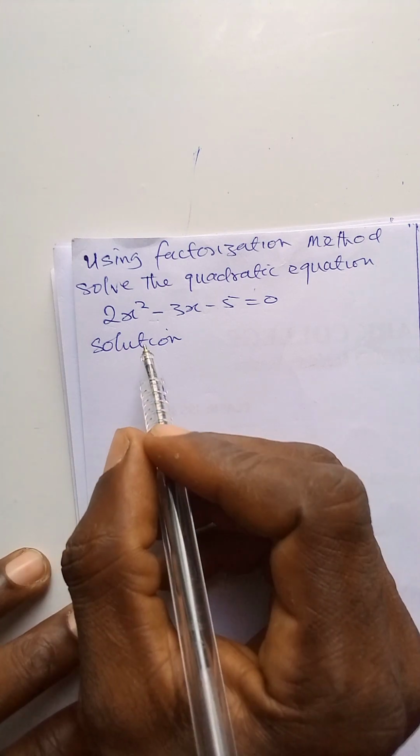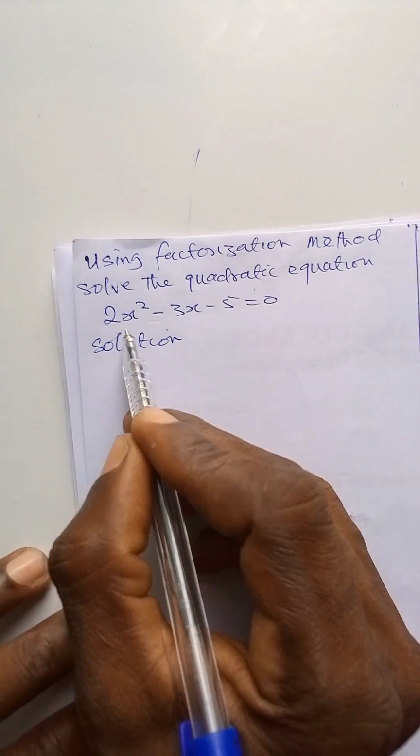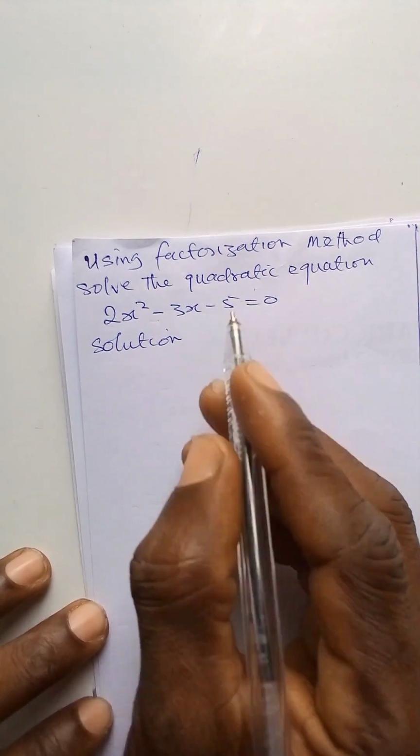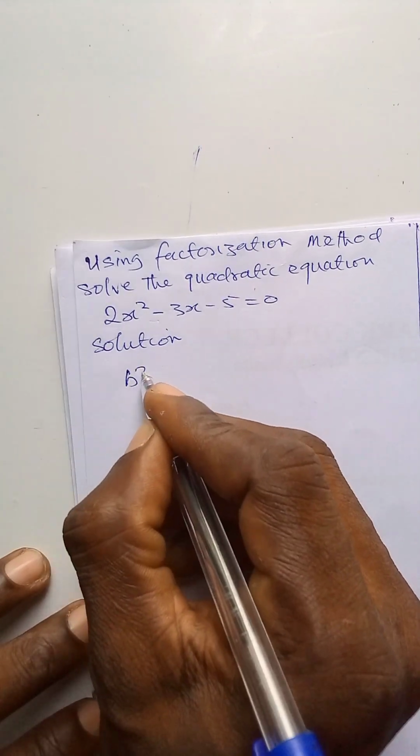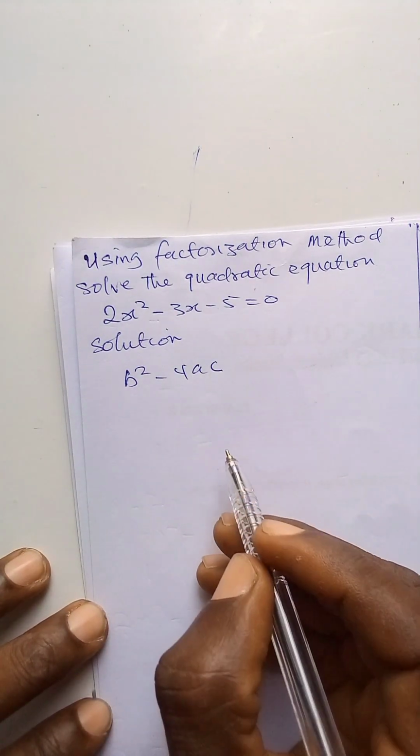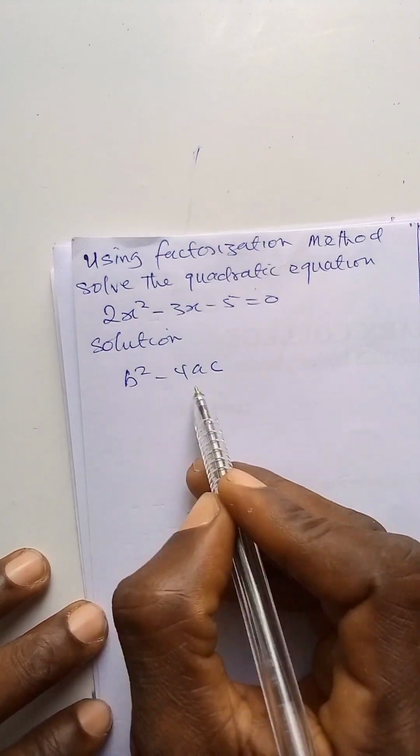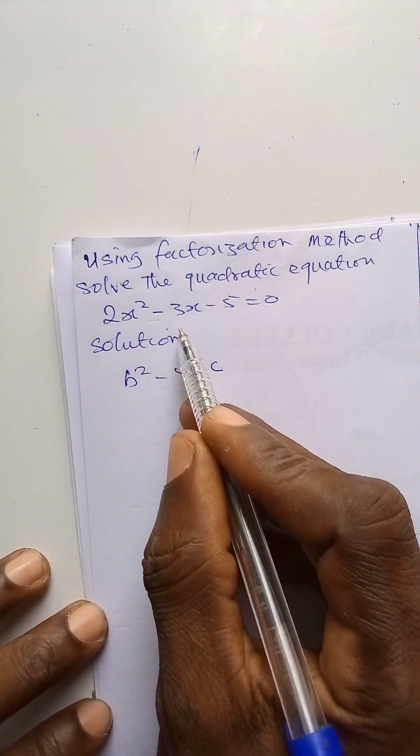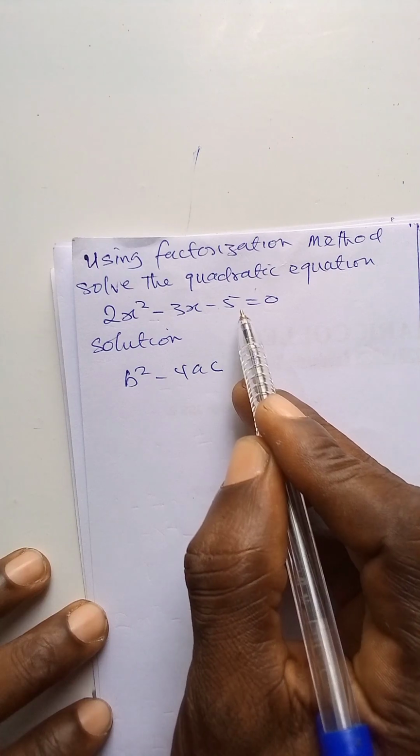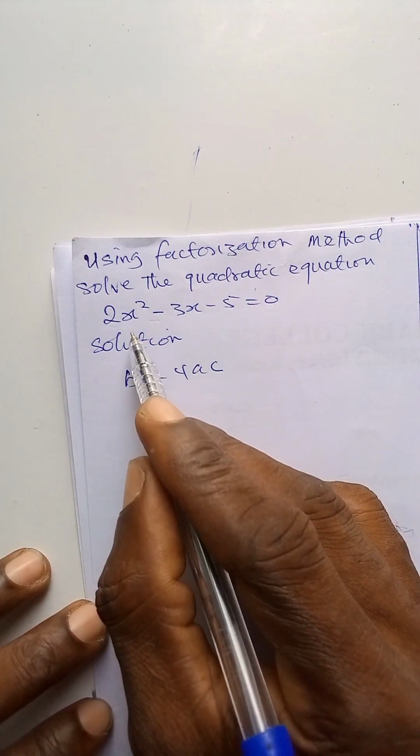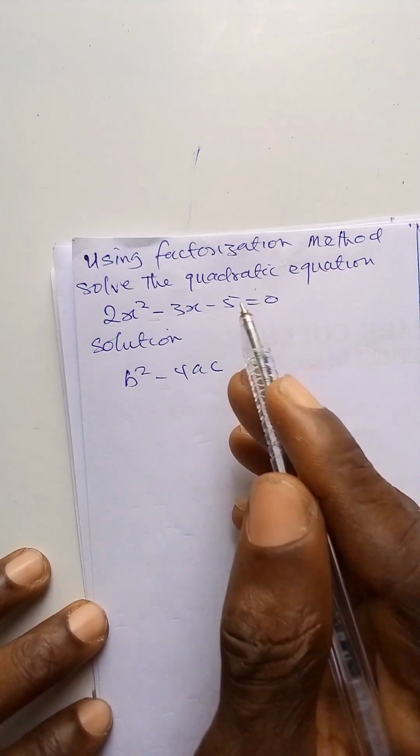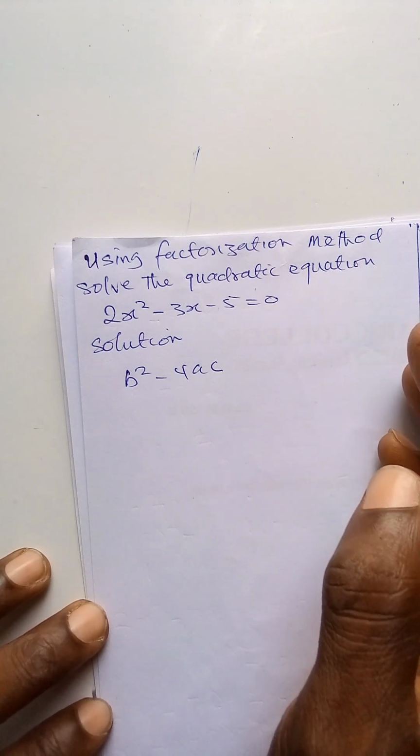In this video, I will be using the factorization method to solve the quadratic equation 2x squared minus 3x minus 5 is equal to 0. Before I proceed, I will need to check if this quadratic equation can be factorized. To do that, I will use the discriminant b squared minus 4ac to test it. If I have a perfect square, then that means that I can factorize this quadratic equation. Otherwise, I'll have to use other methods like completing the square method or even the formula method.